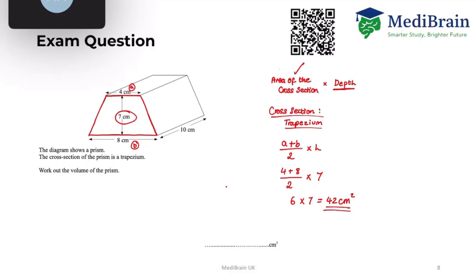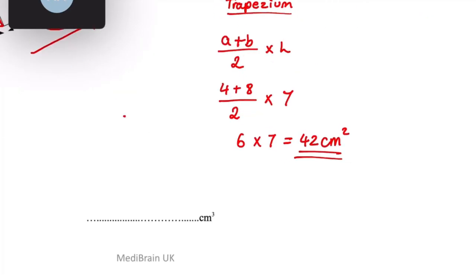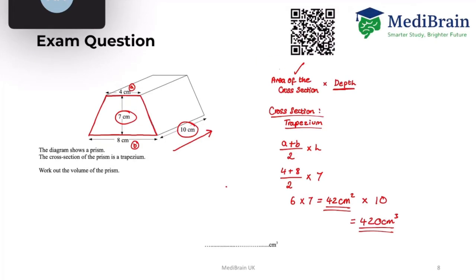Okay, and the depth is just how much through the shape it goes. Okay, so as you can see, we've got the trapezium. It's going this much through the shape. The depth is just 10 centimeters. It's going 10 centimeters through the shape. So all we're going to do is multiply it by 10. So 42 times 10 is going to give you 420 centimeters cubed. So that's your answer there, 420.